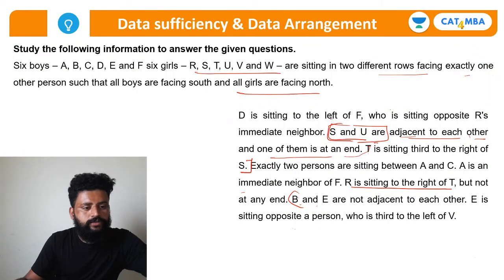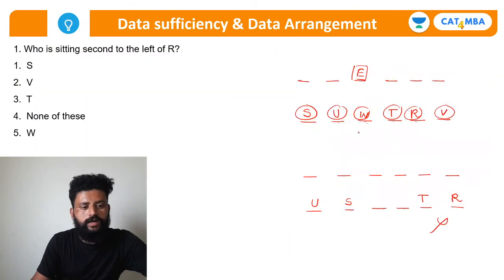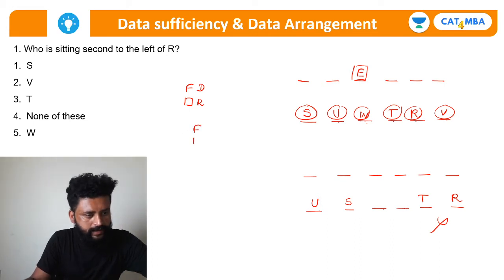And we have this clue with D is sitting left of F. Who is sitting opposite to R's immediate neighbor? F is sitting opposite to the R's immediate neighbor. It could be like F, R's immediate neighbor, R here, D here, or it could be like F, R's immediate neighbor, and D here.